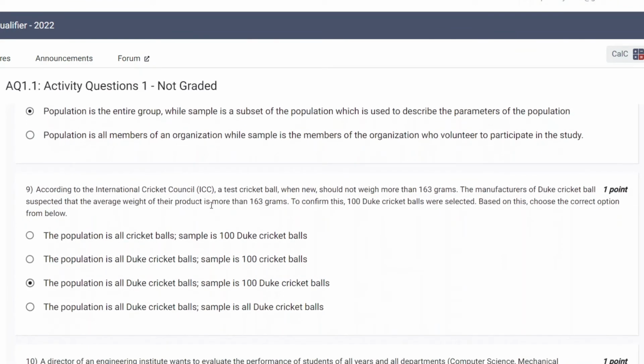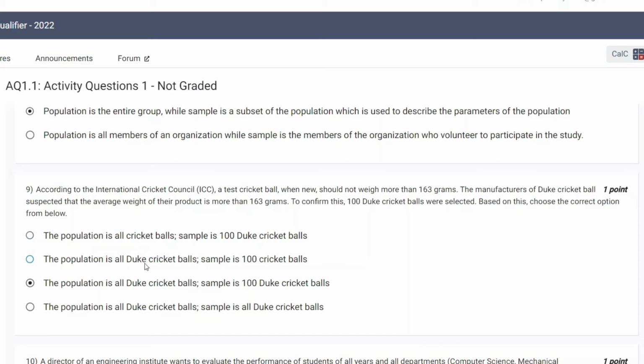According to the International Cricket Council, a test cricket ball, when new, should not weigh more than 163 grams. The manufacturers of the Duke cricket ball suspected that the average weight of their product is more than 163 grams. To confirm this, 100 Duke cricket balls were selected. Based on this, choose the correct option. The population is all cricket balls. Sample is 100 Duke cricket balls. No, because 100 Duke cricket balls is the sample, but it can infer the information only for Duke cricket balls, not for all cricket balls. So it is a wrong option.